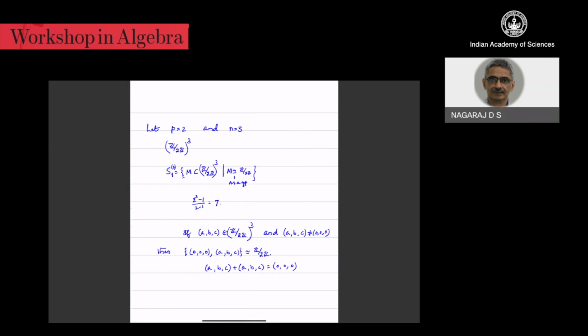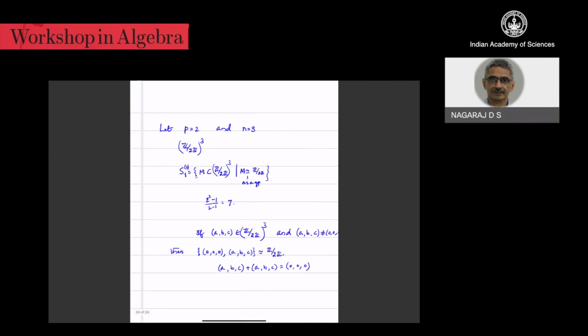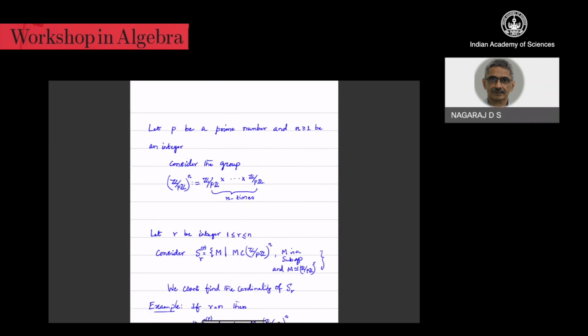Okay, but in general you want to answer this question: what is the cardinality of S_R for P? Just counting, the way we have counted, is quite cumbersome. Using group actions, you can count it easily. That's what I want to establish in the next lecture. Once you use the group language and the group action, you can count the cardinality of this easily. That's what I want to explain in the next lecture. So with this, I will stop.